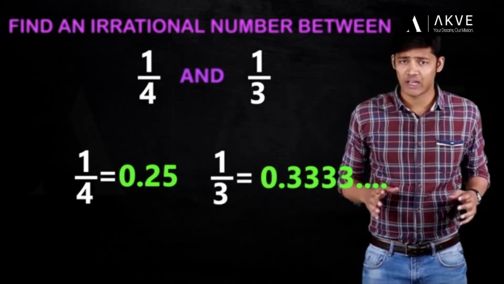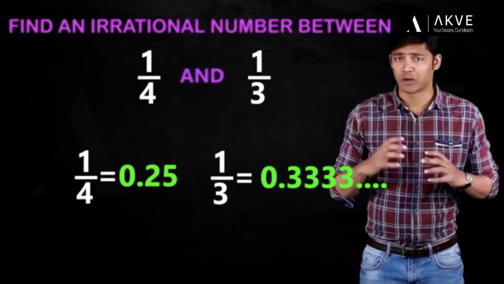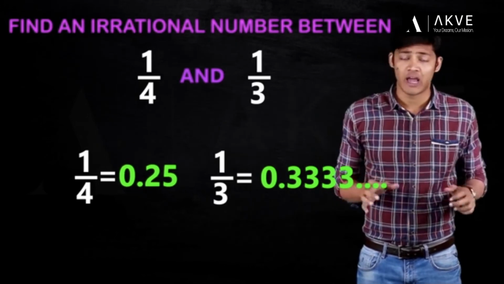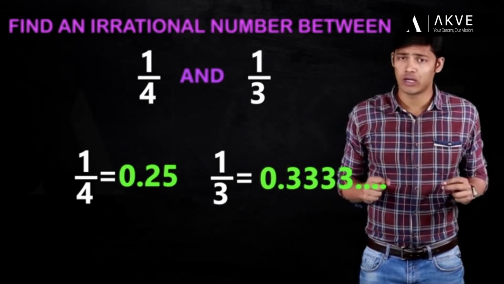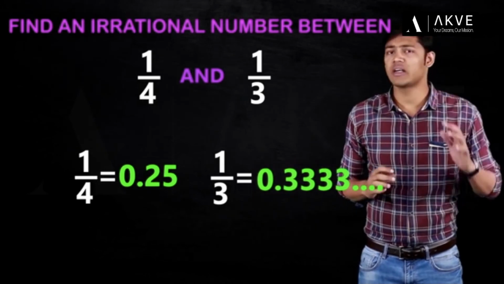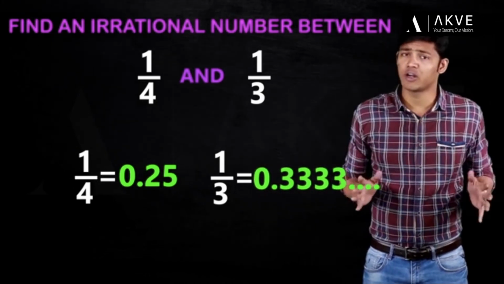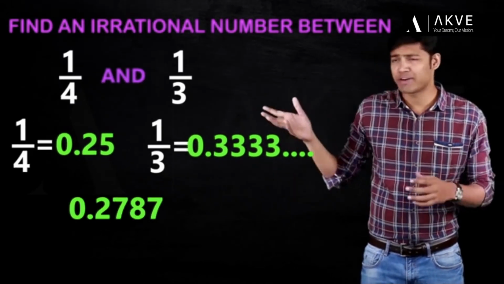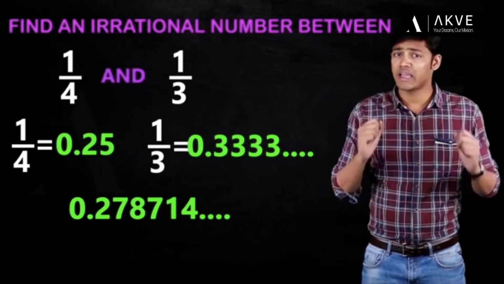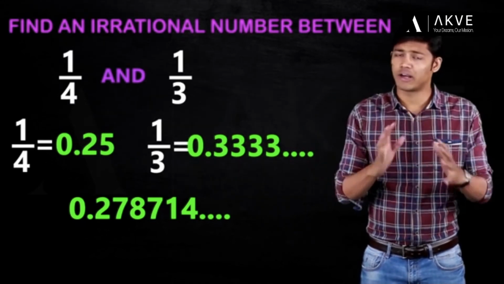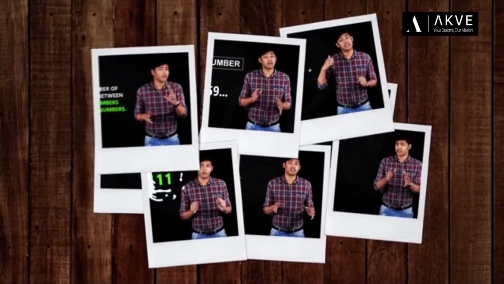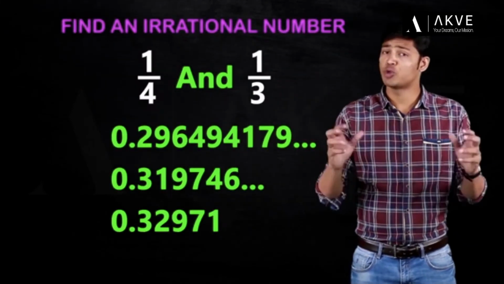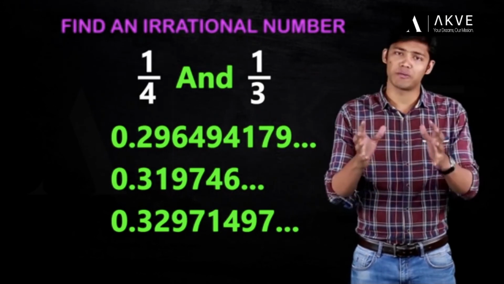Now we have to find an irrational number between these two numbers. So we have to find a number between 0.25 and 0.333 and so on, such that the digits of that number must neither terminate nor recur. So one such number could be 0.278714 and so on, and take care that the digits should not recur. Similarly, there are many more irrational numbers between those two numbers 1 by 4 and 1 by 3.